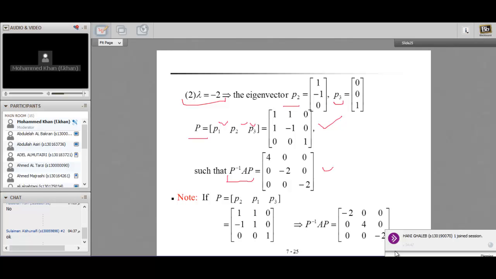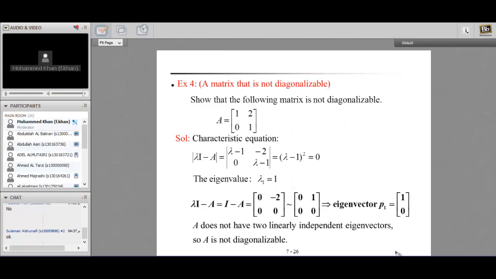So maybe this long way may not appear in the exam, but some small parts may be asked in the main question. So that's why in this way we can solve P inverse AP. So again, it says: show that the following matrix is not diagonalizable. In the same way we can solve this.